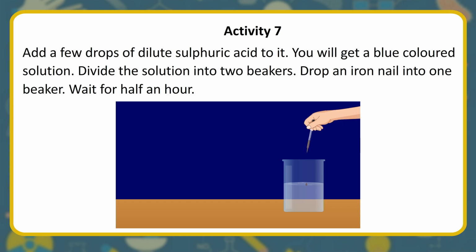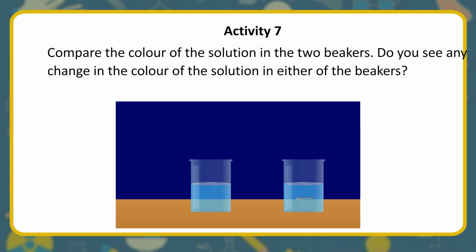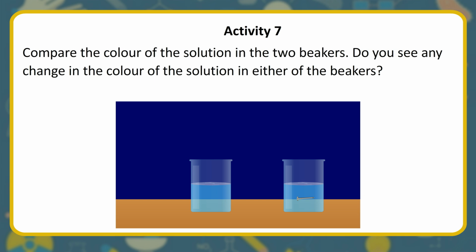Add a few drops of dilute sulfuric acid to it. You will get a blue-colored solution. Divide the solution into 2 beakers. Drop an iron nail into 1 beaker. Wait for half an hour. Compare the color of the solution in the 2 beakers.